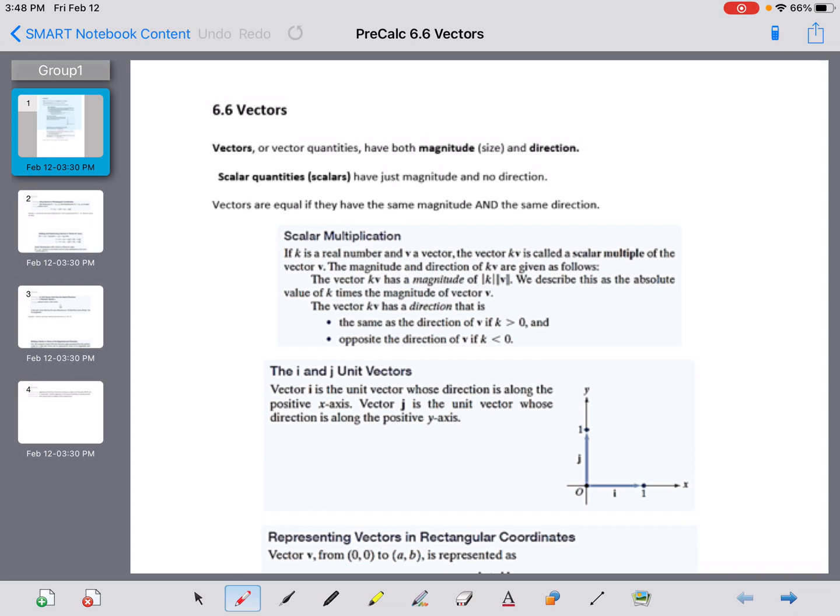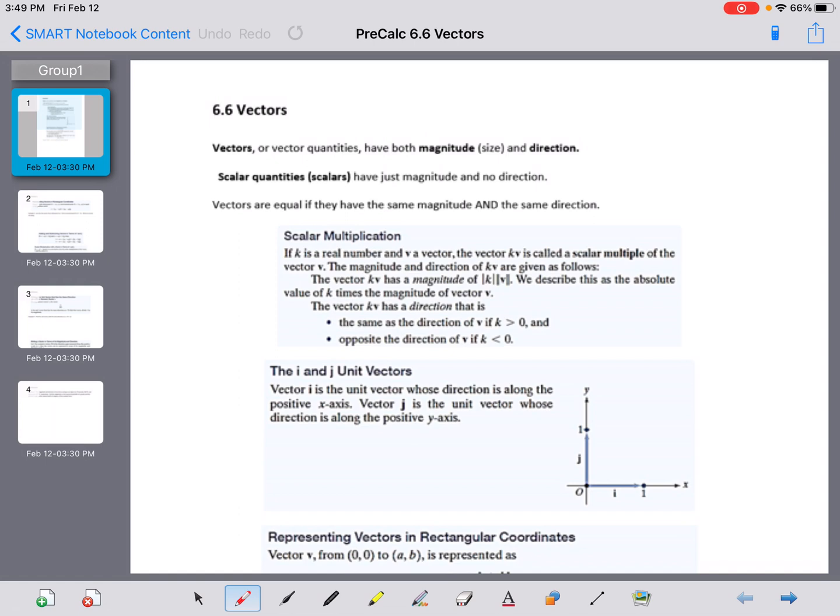Running through some things here, vectors are equal if they have the same magnitude and the same direction. You have scalar multiplication, so k is usually what we symbolize with our scalars, and v is usually what we're going to use for our vector. If you see k times v, or kv beside each other, basically what you're taking is the scalar, that number, times the magnitude of the vector, the size of the vector. If k is greater than 0, it goes in the same direction. If k is negative, it means we're reversing the direction of it. So that's one thing that we're working with there.